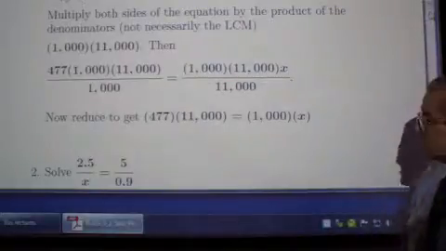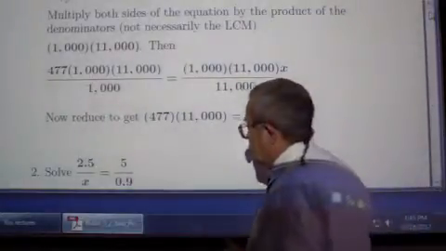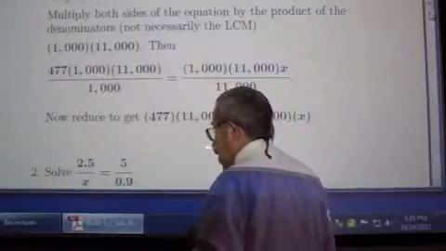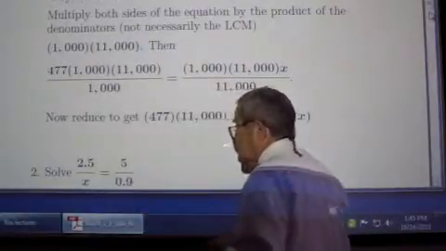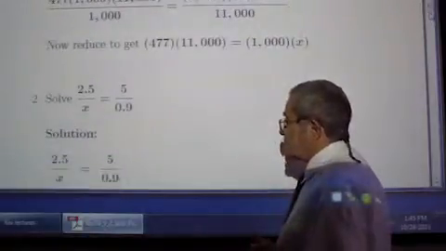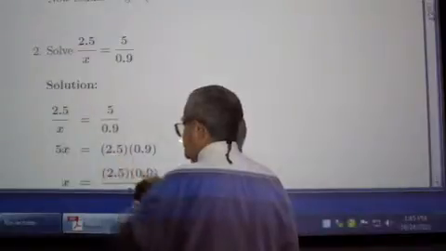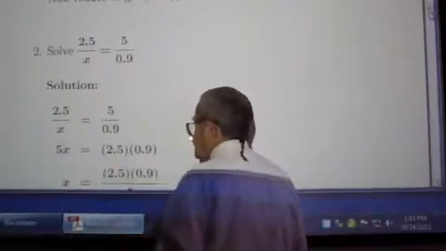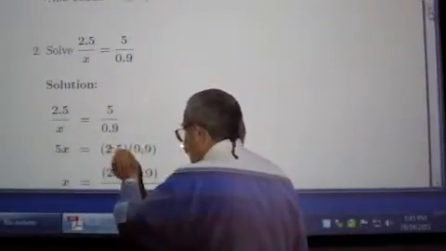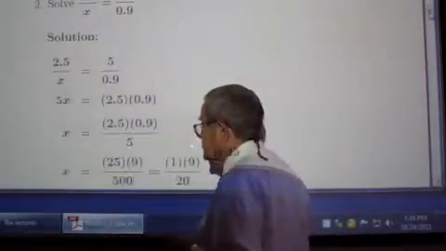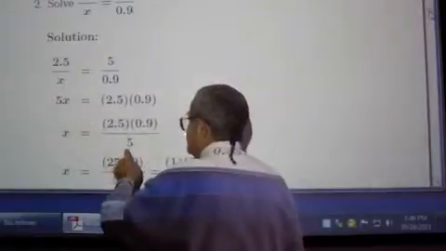We wanted to solve 2.5 over x, which is equal to 5 over 0.9. Here, cross multiplying is not a bad idea. So 5x is equal to 0.9 times 2.5. You could multiply these two or hold off with multiplication. Maybe you can reduce. Divide both sides by 5.